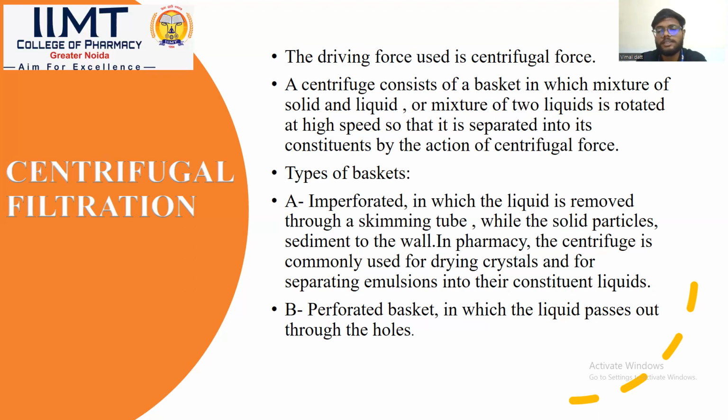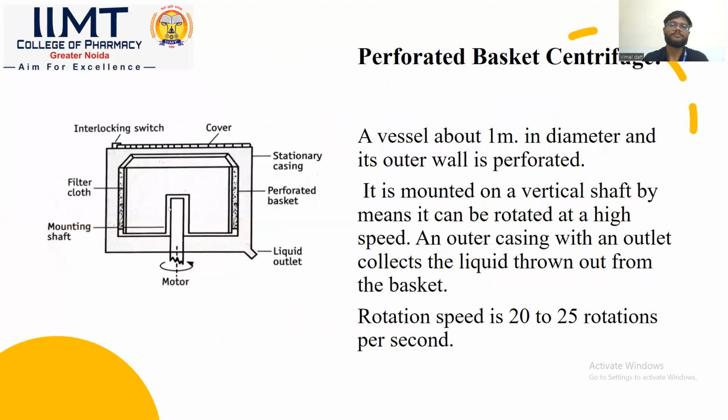B. Perforated basket, in which the liquid passes out through the holes. Perforated basket centrifuge, a vessel about 1 meter in diameter and its outer wall is perforated. It is mounted on a vertical shaft by means of which it can be rotated at a high speed. An outer casing with an outlet collects the liquid thrown out from the basket. Rotation speed is 20 to 25 rotations per second.